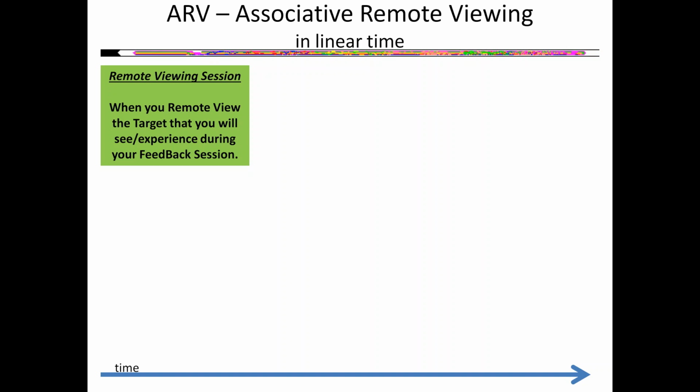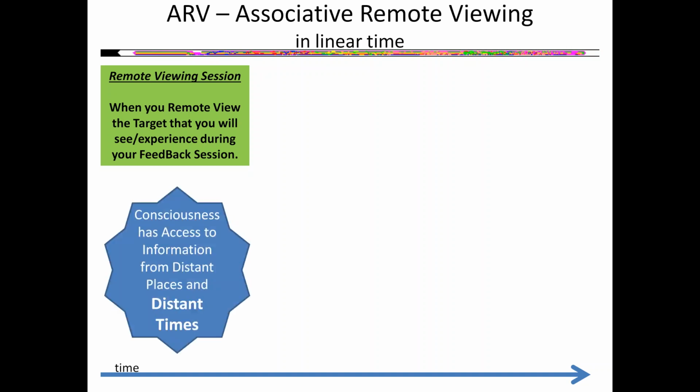Now, remote viewing is just a capability of consciousness that allows access to information from distant places and distant times. There's lots of different approaches that people take to do this, but basically, it's a proven capability. It's been used for millennia, without that name, of course. And our focus here in ARV is with gathering information from distant times.